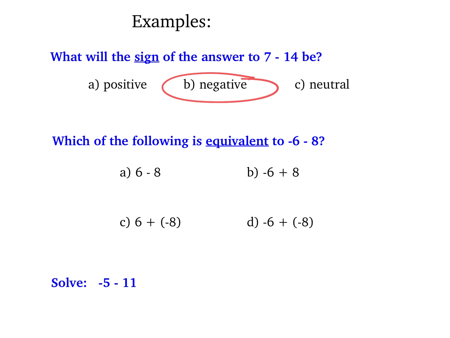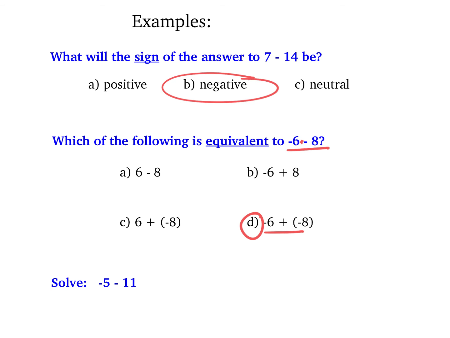Which of the following is equivalent to negative 6 minus 8? Equivalent means the same. So negative 6 minus 8, I know I could add that little plus sign in between, and that would be the same as negative 6 plus negative 8. These two things would have the same answer.